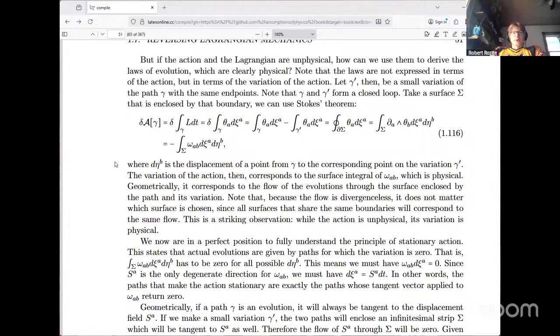Geometrically, it corresponds to the flow of evolutions through the surface enclosed by the path in this variation. Note that because the flow is divergenceless, it does not matter which surface is chosen, since all surfaces that share the same boundaries will correspond to the same flow. This is a striking observation. While the action is unphysical, its variation is physical.